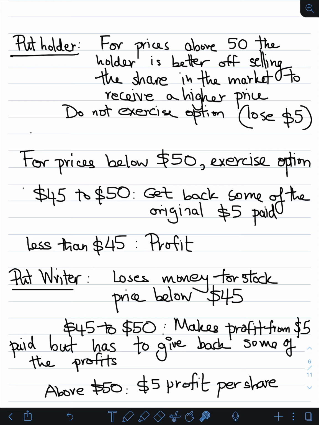Now, for the put writer, they lose money for stock prices below 45. Between 45 and 50, they make a profit from the $5 paid, but they have to give back some of that amount as the profit to the put holder. And above $50, they make a complete $5 per share gain.